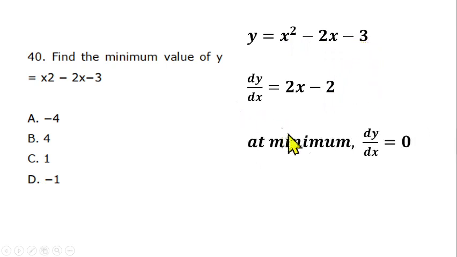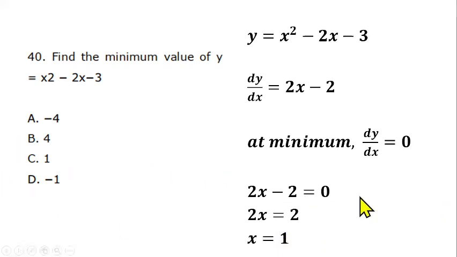So at the minimum, the gradient, which is dy/dx, is equal to 0. So we have 2x minus 2 equals to 0. So collect like terms from there. We have 2x to be equals to 2. Then divide both sides by 2. That will give us x to be equals to 1, which is option C.